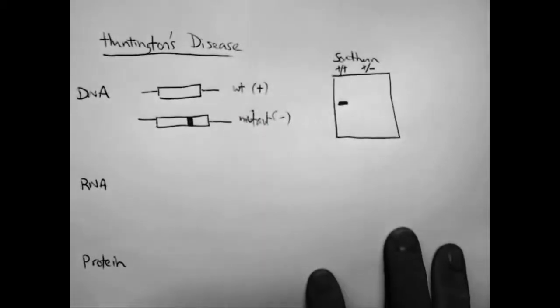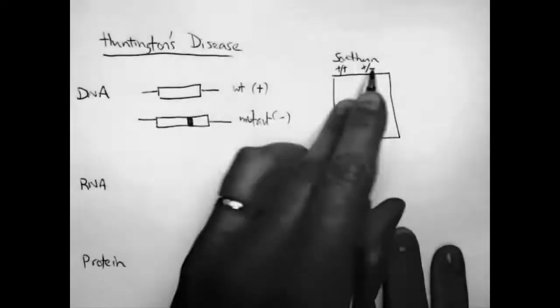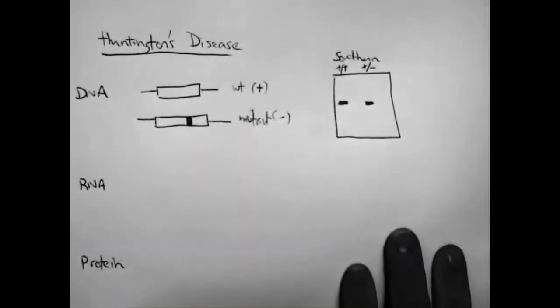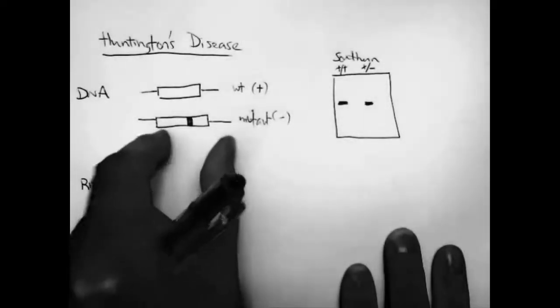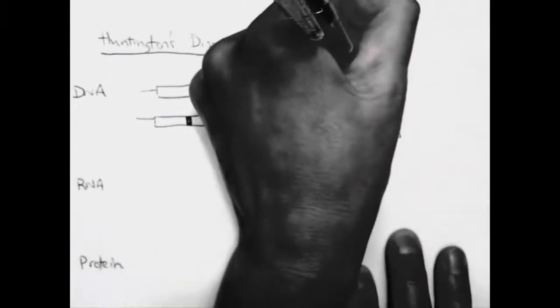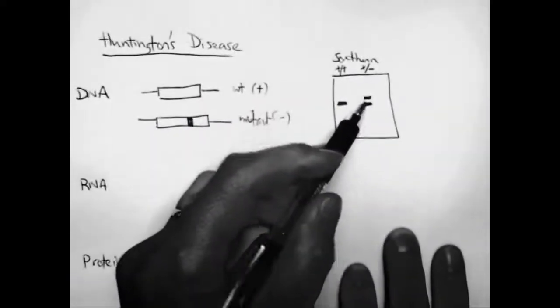If you looked at an individual who had Huntington's disease, they would have one wild type allele, and that would be the same size band as is observed in non-affected individuals. And they would also have a mutant allele, which is actually larger than the wild type. And so they would have two bands. This is the wild type allele, this is the mutant allele.